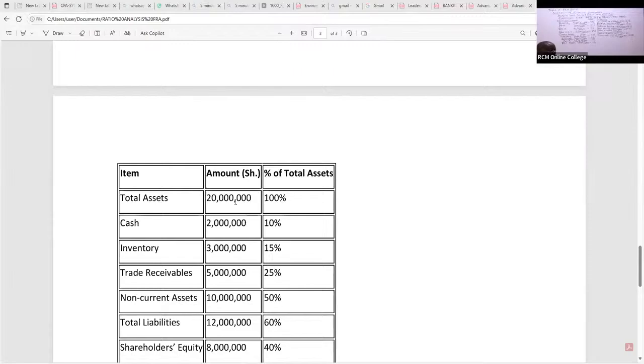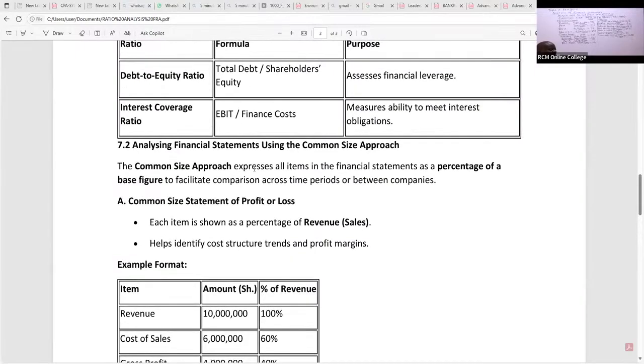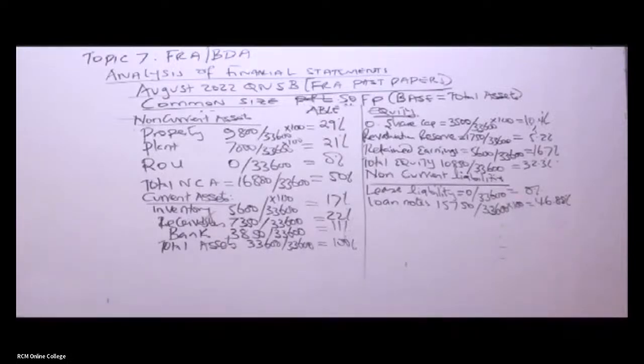I gave you a small example here: our total assets were 20 million, and you can see all the numbers are being divided by that 20 million. That's what we are doing. And then PC, remember, for the income statement, everything is to be divided by revenue. I hope that answers your question, PC.